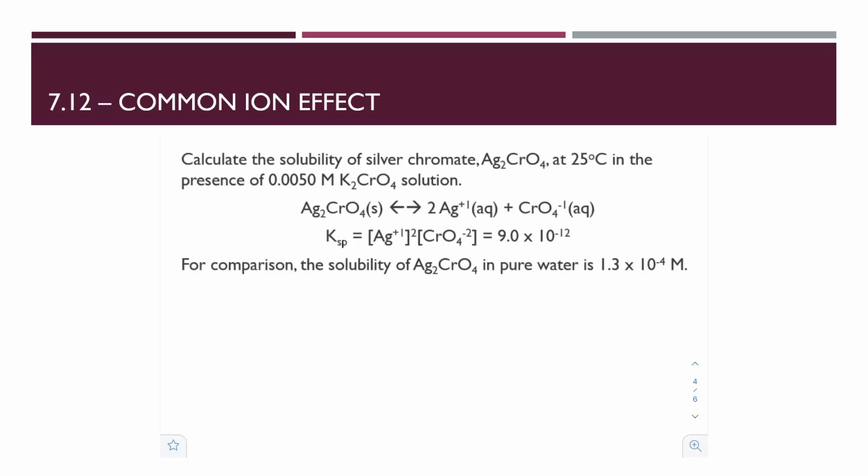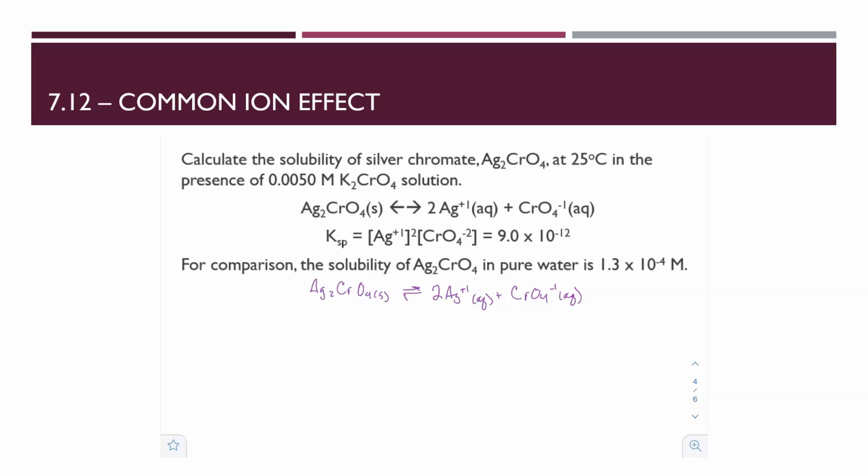So this question is asking us to look at the solubility of silver chromate in a solution of potassium chromate. So our common ion is going to be the chromate ion. Our solubility reaction for silver chromate is silver chromate, Ag2CrO4 solid, breaking apart into its 2 ions. So we get 2 silver ions, and we get 1 chromate ion.